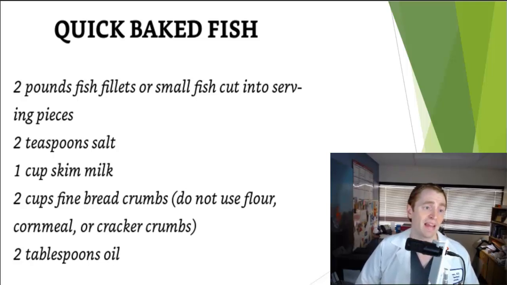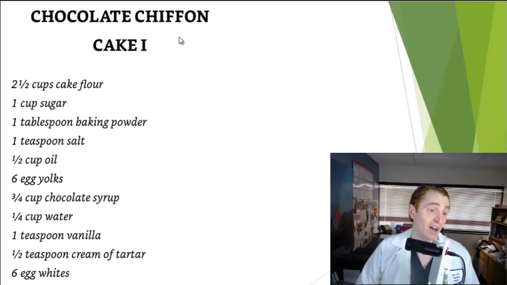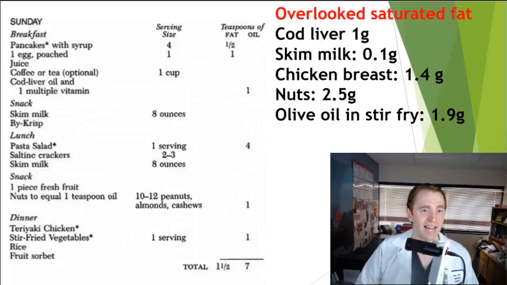So this is quick baked fish, and you can see there fish fillets, a cup of skim milk, but no butter, just oil. And this is scalloped tuna, and you can see they do use 2 whole eggs, but no butter, just oil. And this is chocolate chiffon cake, and you can see there are a lot of unhealthy ingredients, such as sugar and white flour and 6 egg yolks. It's not exactly plant-based.